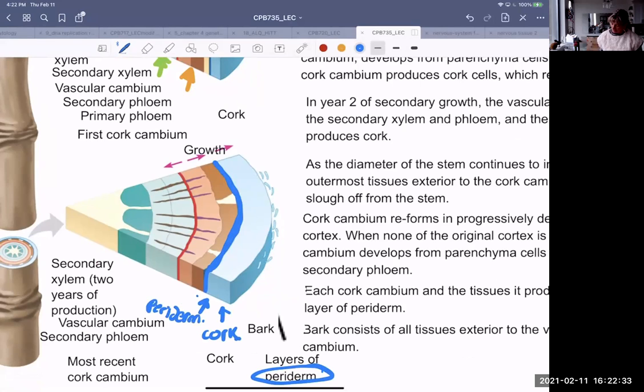And together, that's known as bark, the periderm and the cork.